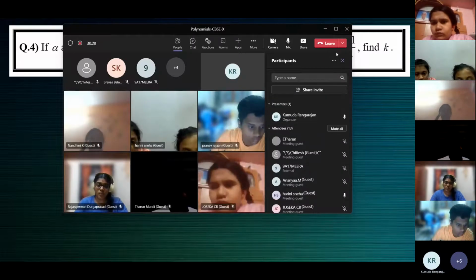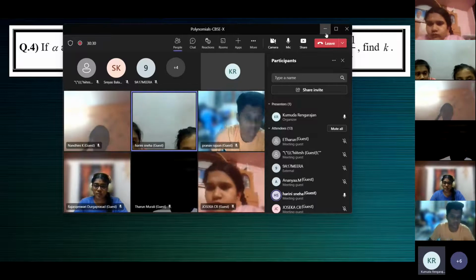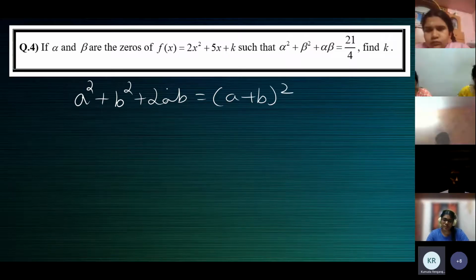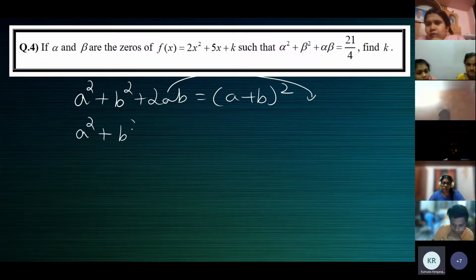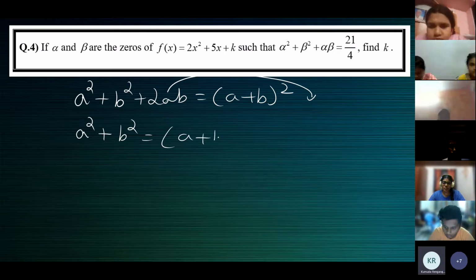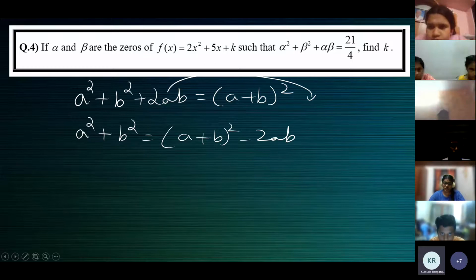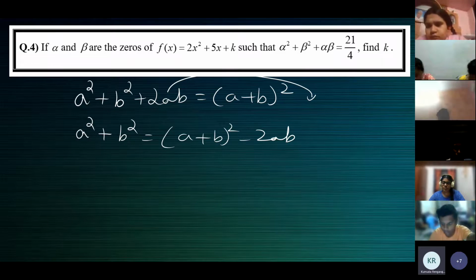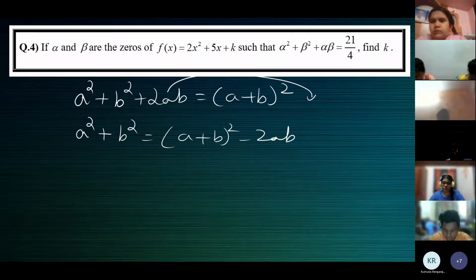Alpha whole square, a plus b whole square, a plus b whole square plus beta whole square. So what happens when you transpose 2ab? Minus 2ab. So a square plus b square is equal to a plus b the whole square minus 2ab. Did you get this from the video, children? Yes, ma'am. a square plus b square is equal to a plus b the whole square minus 2ab.